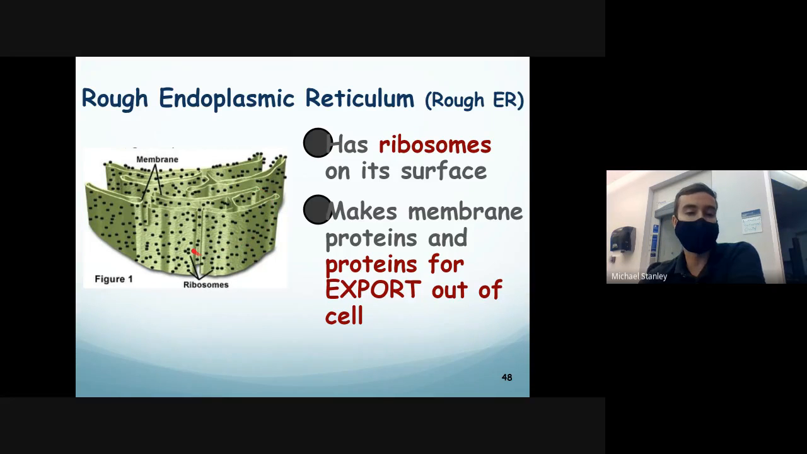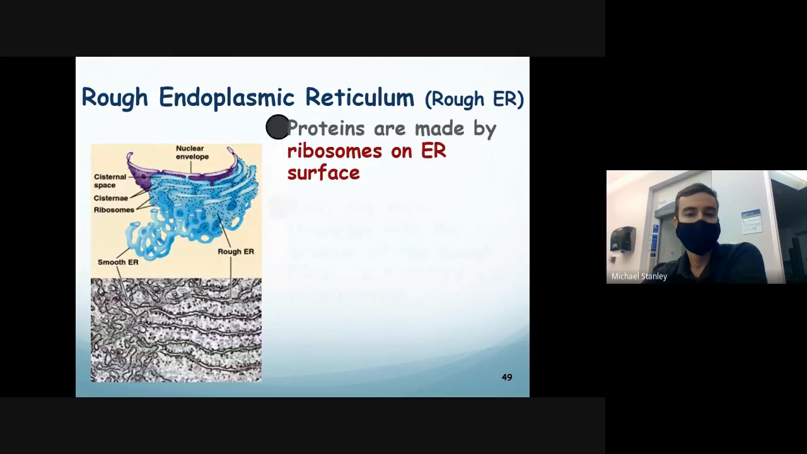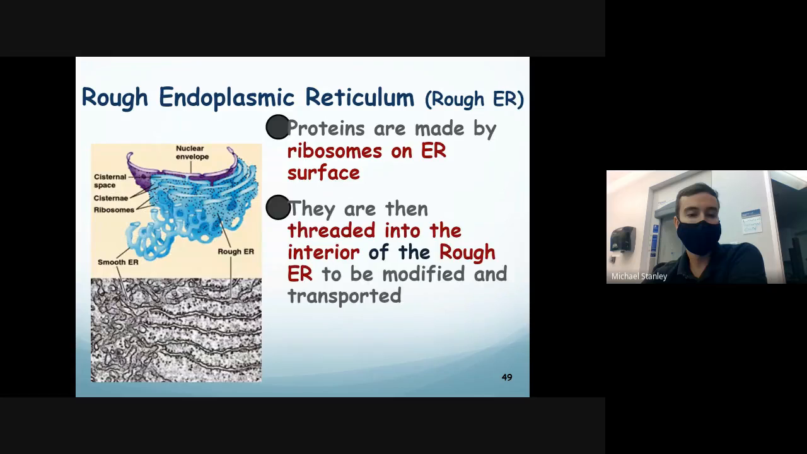So it's rough because of all the ribosomes on it. The ribosomes make proteins, which are then directly shipped off by the rough ER. So basically, directly after the proteins are made, they then kind of move through these interior tubes here, where they're essentially processed and then shipped out around the cell.